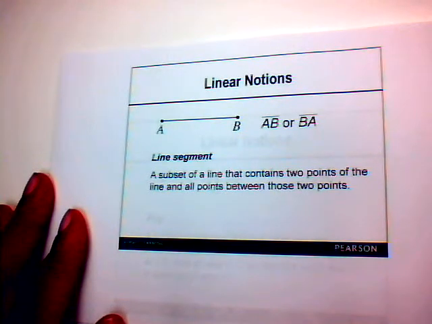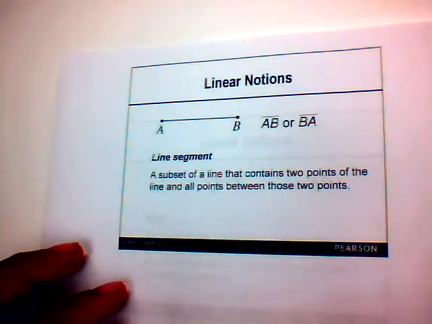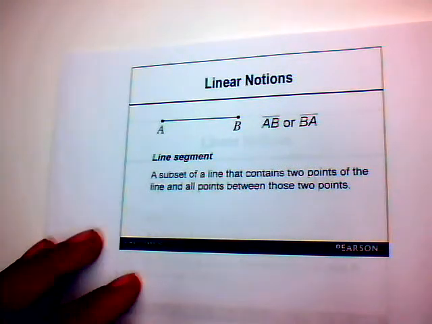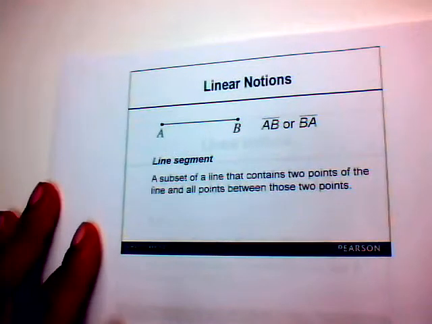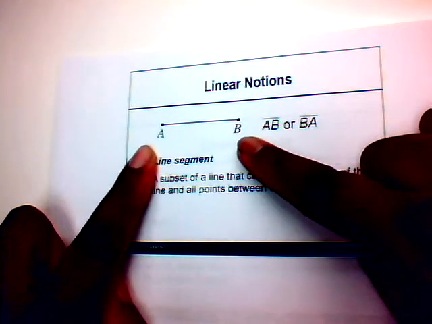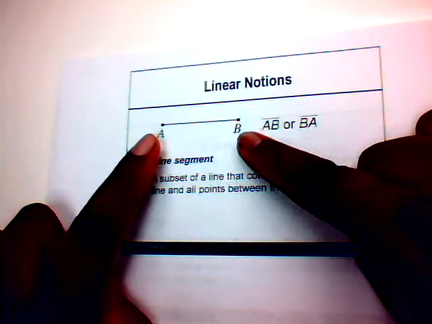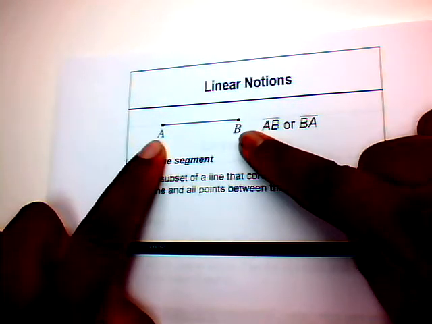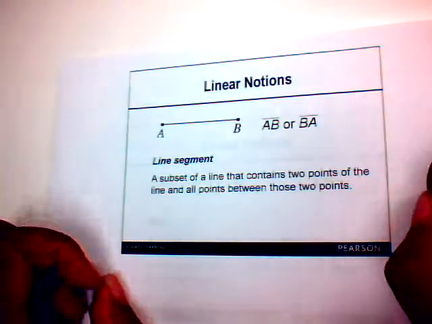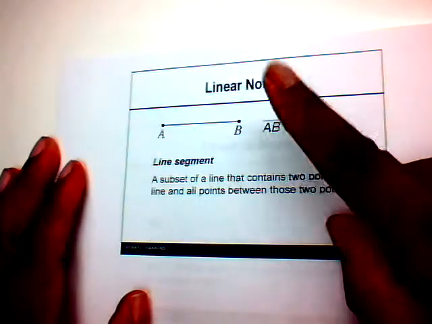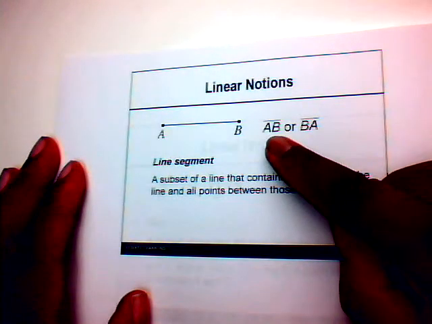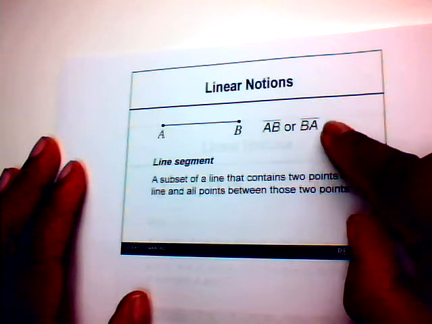Another linear notion would be a line segment. A line segment is nothing but a subset of a line that contains 2 points of the line and all the points in between those 2 points. Okay, so in other words, a line segment is nothing but a part or portion of that line. In this case, line segment AB. Here in this case, A and B are the endpoints of that line segment. Line segments always have endpoints. So here, A and B are the endpoints, so we can label this as line segment AB or line segment BA.